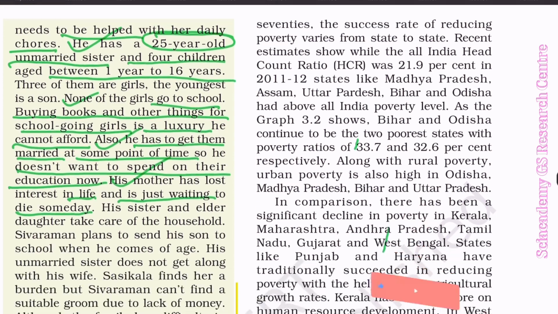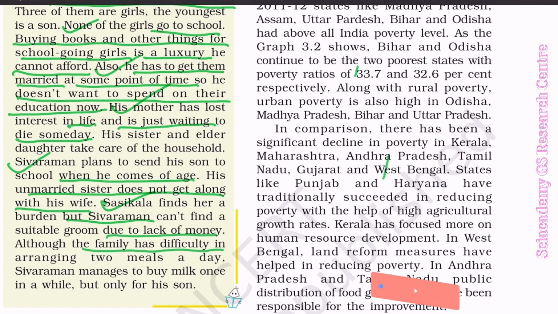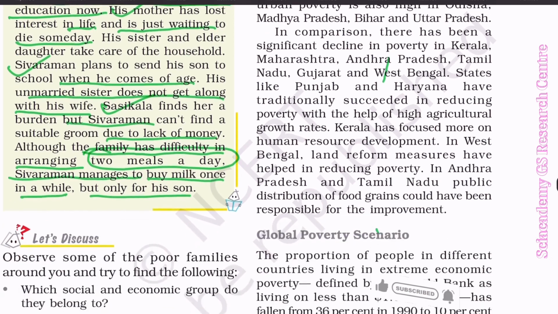His sister and the elder daughter take care of the household. Sivaraman plans to send his son to school when he comes of age. His unmarried sister does not get along with his wife. Sasikala finds her a burden, but Sivaraman cannot find a suitable groom due to lack of money. Although the family has difficulty in arranging 2 meals a day, Sivaraman manages to buy milk once in a while, but only for his son.